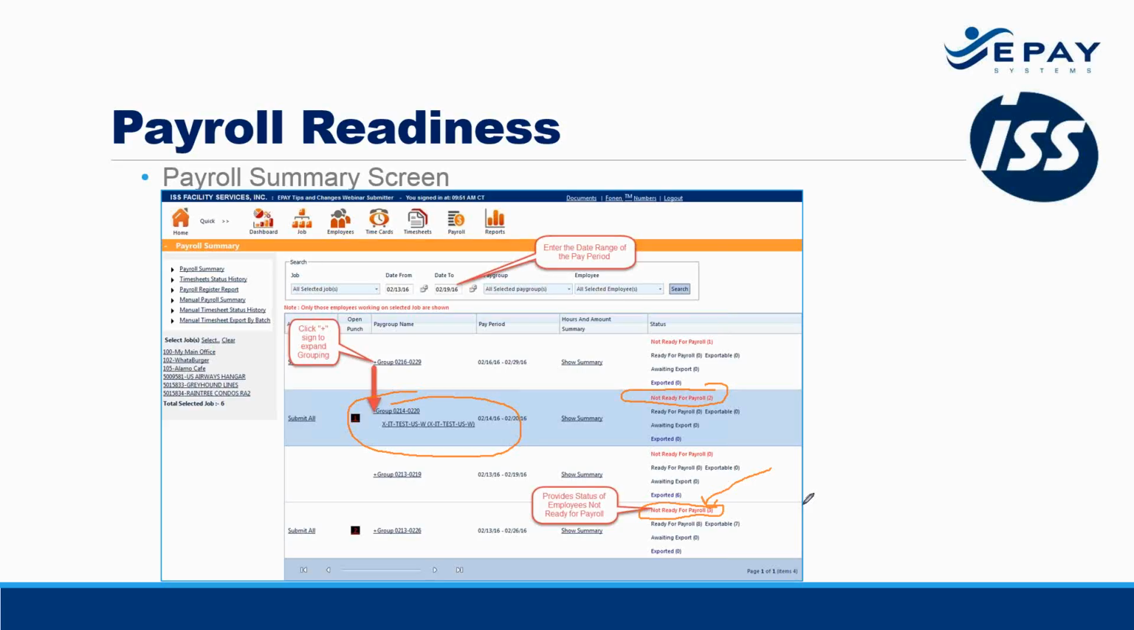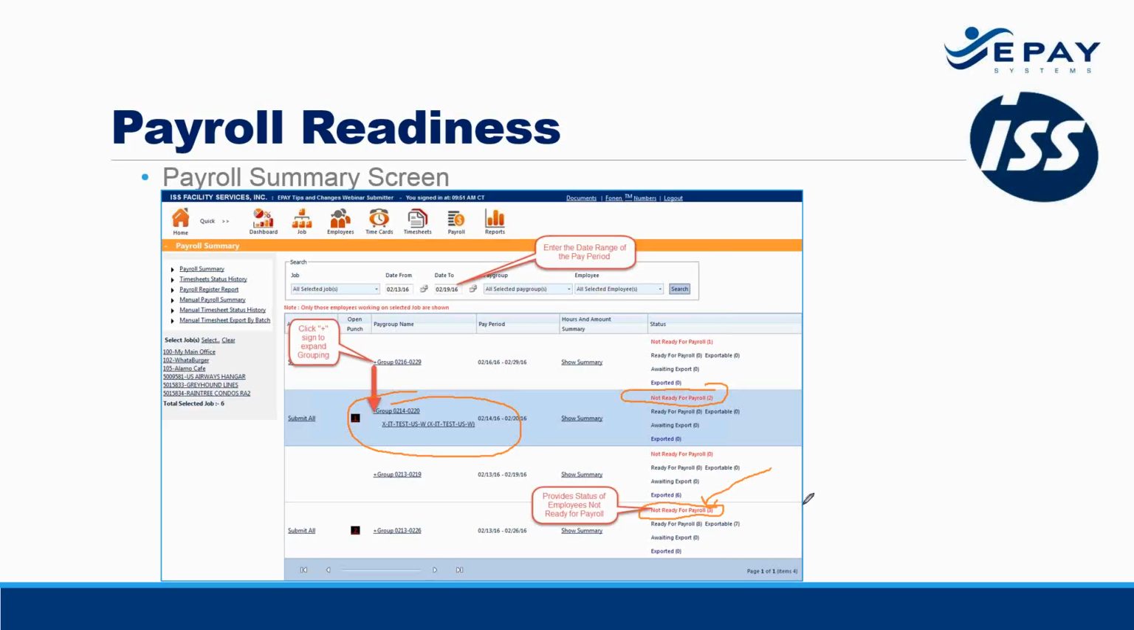So as a submitter, and as an approver, you can go in here and look at this update at any point and see how many more employees you are waiting for before you can actually officially tell payroll that you're ready to process your full payroll.